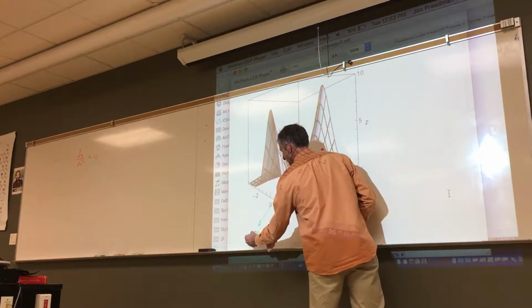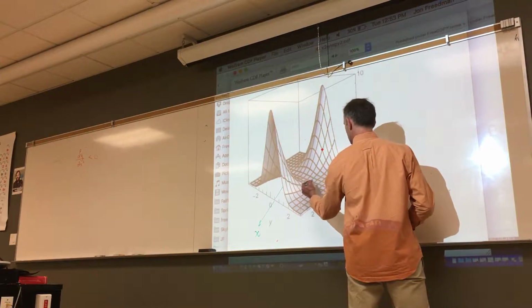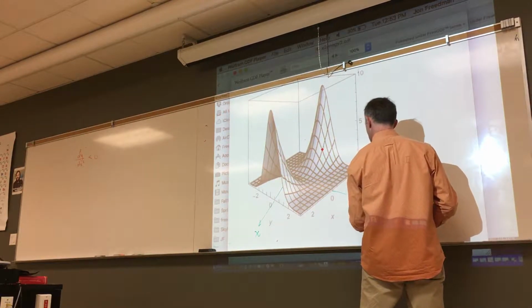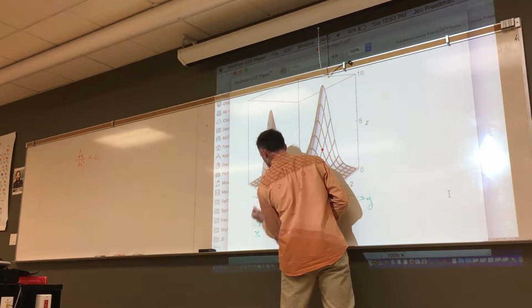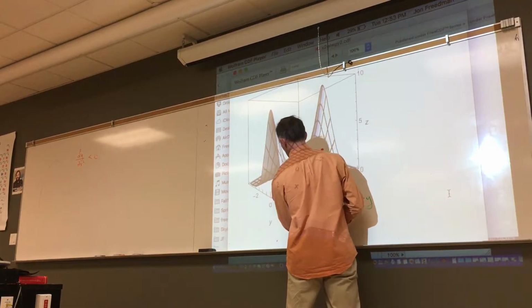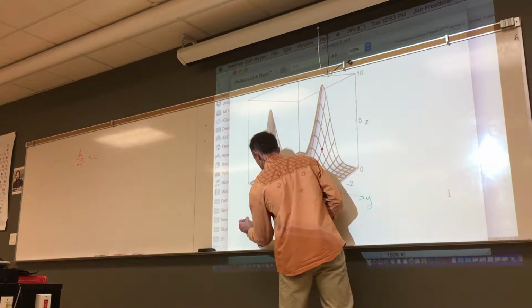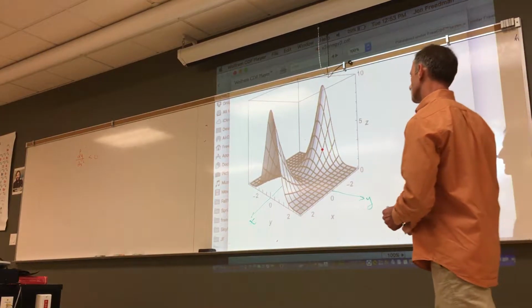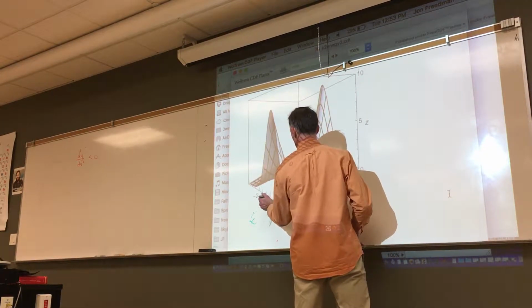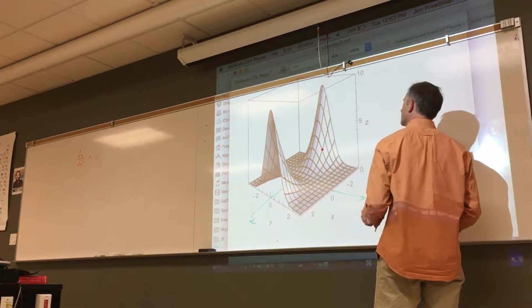Okay, so that's my x-axis, and this guy is my y-axis. Parallel. I did not draw that very well. Sorry. And that's how it should look. There's my x-axis. Okay, getting better.